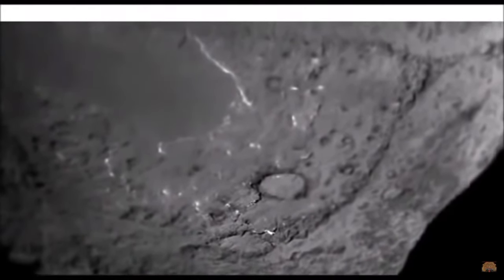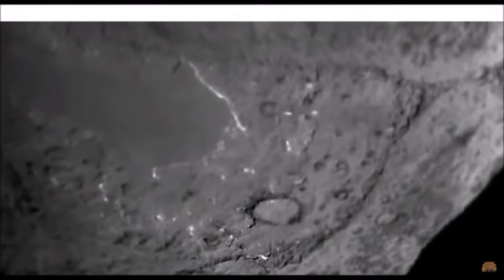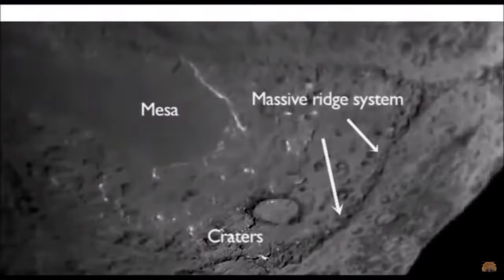The surface of Temple 1 astonished the experts. Expansive mesas and steep vertical ridges did not belong on a comet, and the presence of craters sparked a debate that continues today.